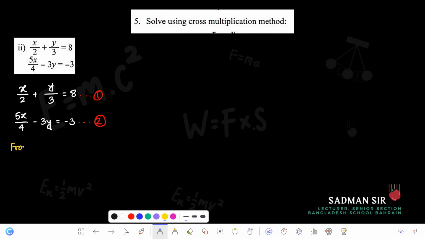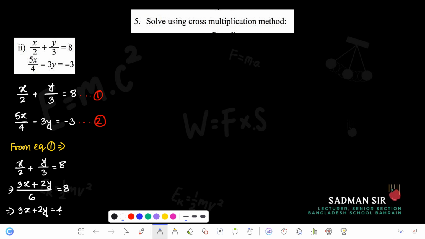Now from equation 1, we can simplify it: 2 plus 8, and the LCM of 2 and 3 is 6. Now 2, if I want to convert it into 6, I need to multiply by 3, right? So 3 I have to multiply with 2 to convert it into 6. And here we get 3x plus 2y over 6, complete.